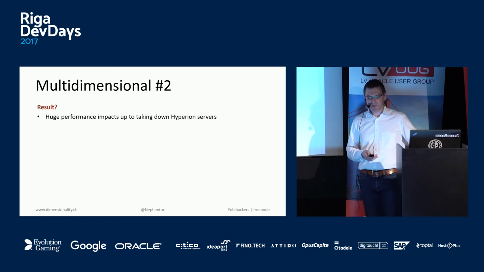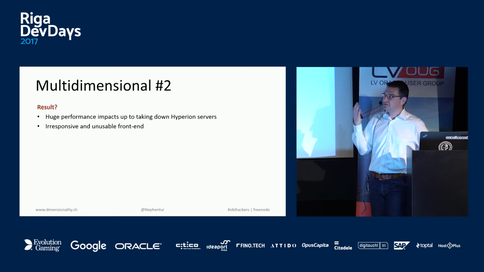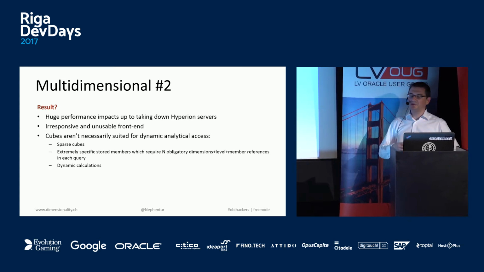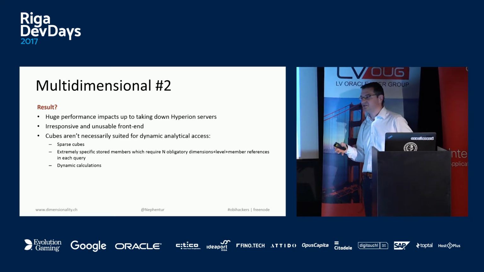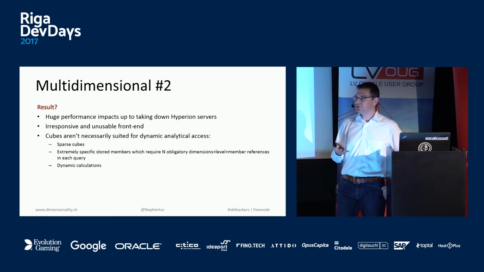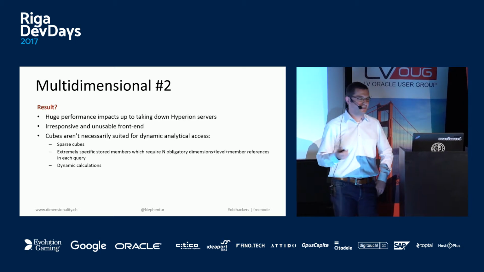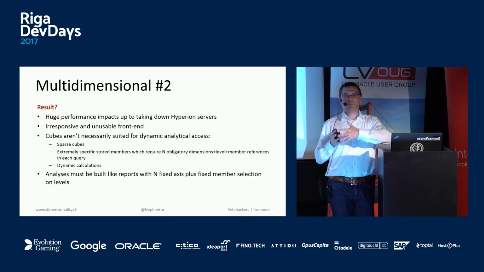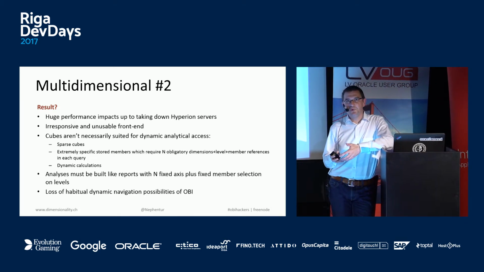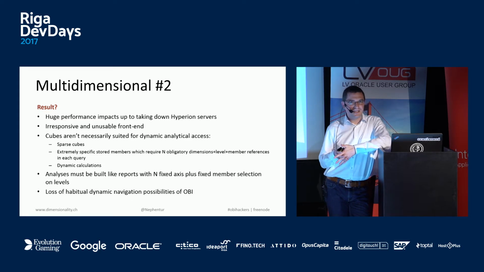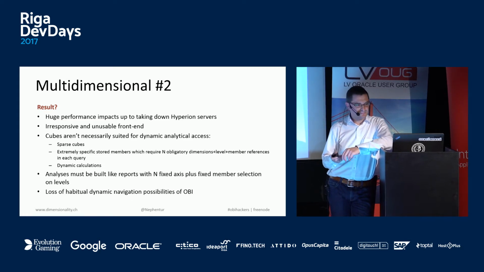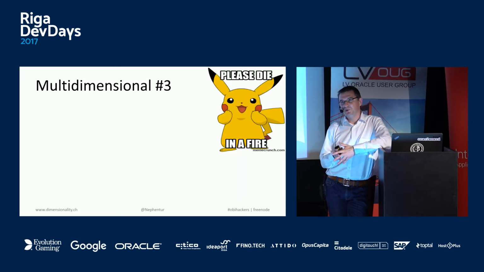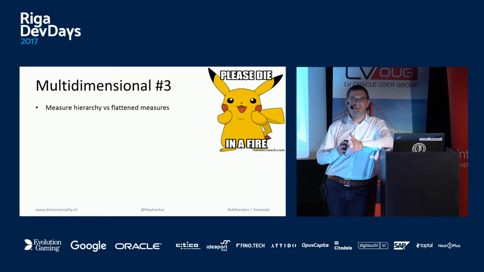Frontend becomes quite unusable. And for you MDX-exposed people out there, sparsity and dynamic calculations will tell you something, and also why this is a bit of a problem in OBI. And we lose quite a bit of functionality if we have cubes that are built for, let's say, planning purposes instead of analytical access. A very specific case for cube utilization in analytical spaces is always the measures.